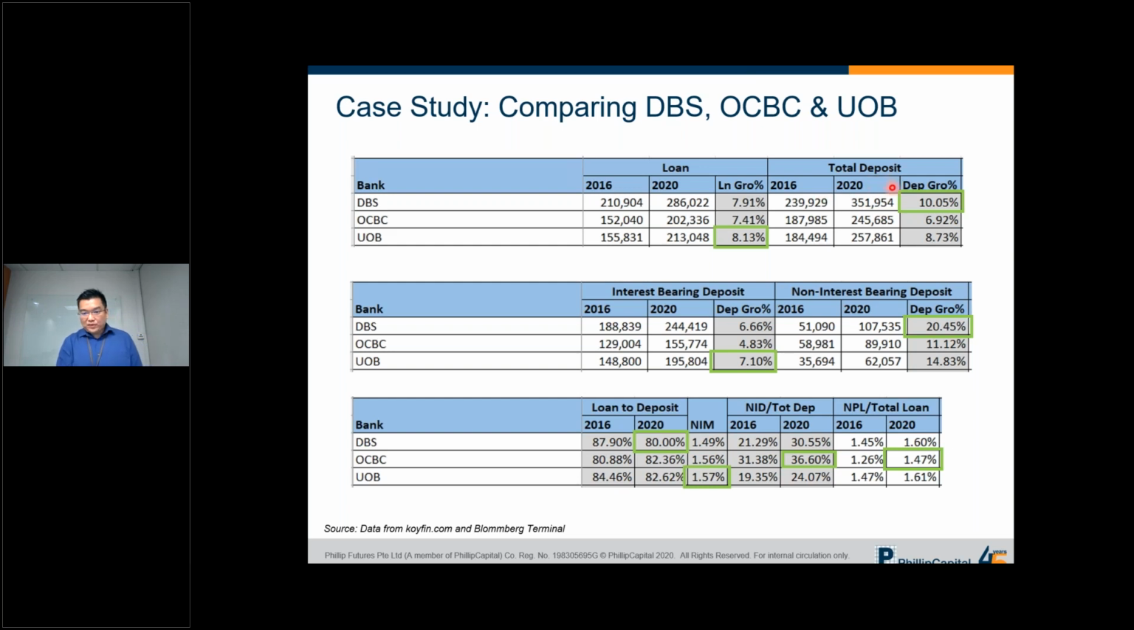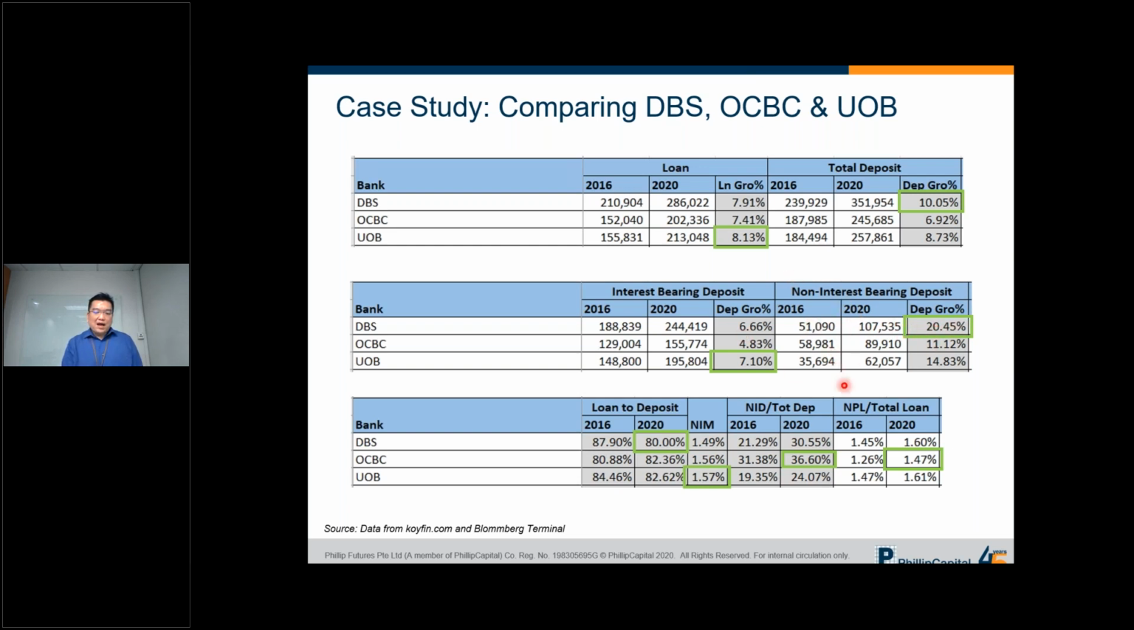How about deposit? For deposit, DBS performed better, right? It has grown its deposit by 10% annualized, whereas OCBC performed the worst among the three in this respect. Just like I mentioned, for the total deposit, we have the interest-bearing deposit and the non-interest-bearing deposit. For the interest-bearing deposit, UOB grew the most, 7.1%. And DBS grew the non-interest-bearing deposit the most, at 20%, so effectively it almost doubled its size since 5 years ago.